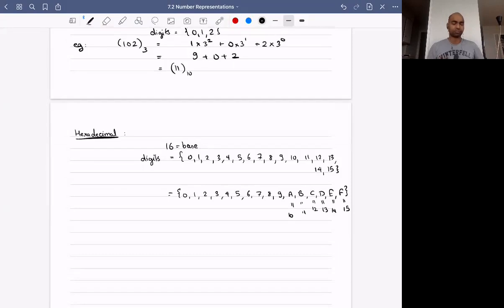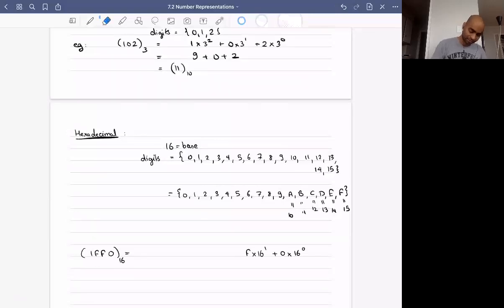Okay, and now I can express something in hexadecimal using these digits. So for example, I can do 1FF0, let's say. Then this will be 0 times 16 to the 0, this is in base 16, plus F times 16 to the 1. There's no such thing as an F digit in base 10; F is 15. Plus A, which is 10, so 10 times 16 squared, plus 1 times 16 cubed.